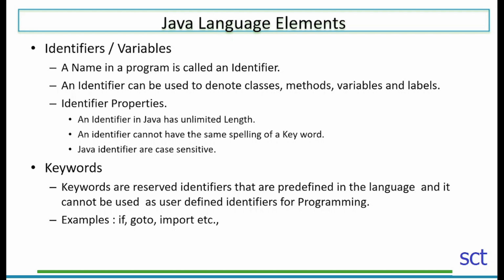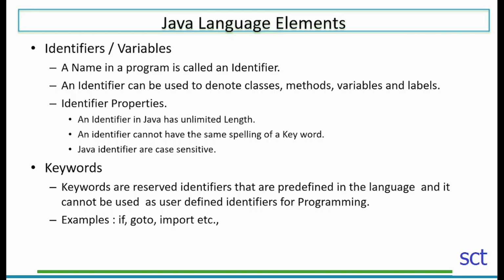Now let us come to the other section of the Java language. We'll introduce something called identifiers or variables. A name in a program is called an identifier. For example, you can declare a variable name and that is actually called an identifier here. Variable names are used for declaring a variable by giving a name for a memory location of a certain type, and you can also use that name for storing the values inside that.